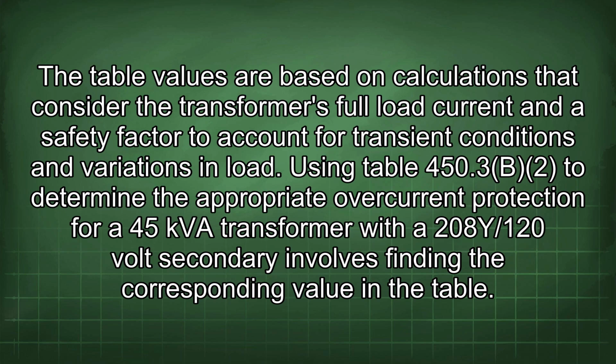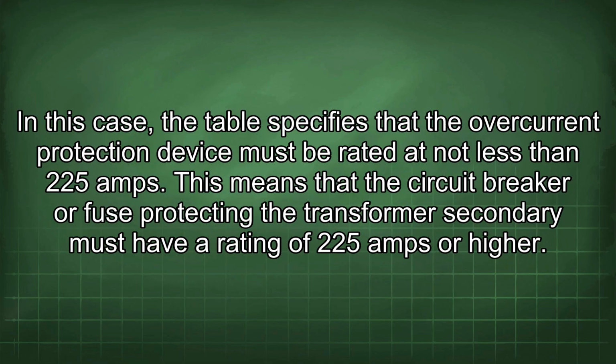Using Table 450.3(B)(2) to determine the appropriate overcurrent protection for a 45 kVA transformer with a 208V/120 volt secondary involves finding the corresponding value in the table. In this case, the table specifies that the overcurrent protection device must be rated at not less than 225 amps. This means that the circuit breaker or fuse protecting the transformer secondary must have a rating of 225 amps or higher.